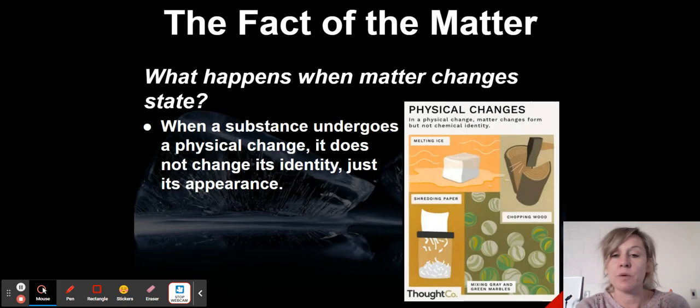When a substance undergoes a physical change, remember we talked about chemical and physical changes before, it does not change its identity, just its appearance. So when matter changes state, it's just changing from one form to another. It's still the same thing. Water going from ice to water vapor is a physical change. It's just changing its state. It's still H2O, so it hasn't actually chemically changed.